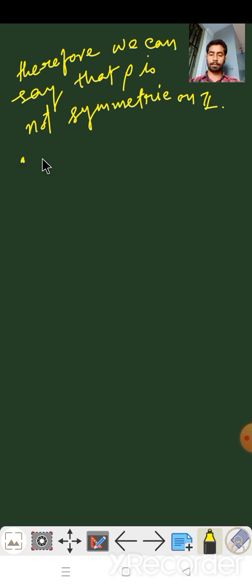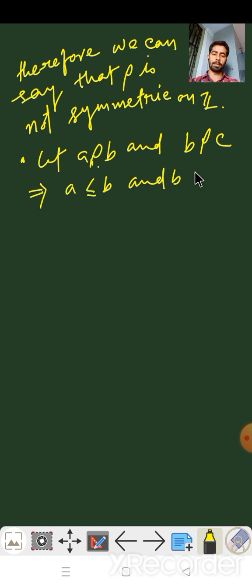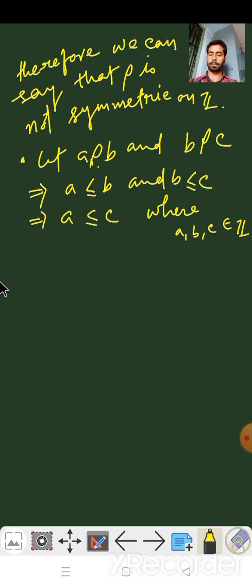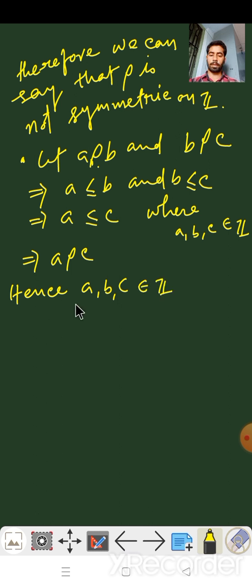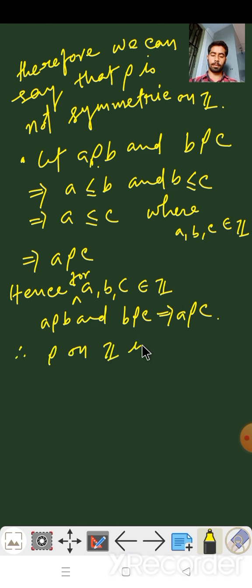To check the transitivity, let A be related to B and B related to C, which implies A is less than or equal to B and B is less than or equal to C by the definition of the relation given in the question, which implies A is less than or equal to C, where A, B, C are elements of Z, which implies that A is related to C. Hence for A, B, C belonging to Z, A related to B and B related to C both imply A related to C, and therefore the relation rho on Z is transitive.